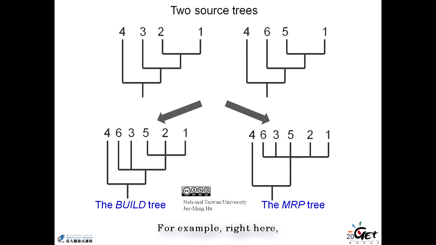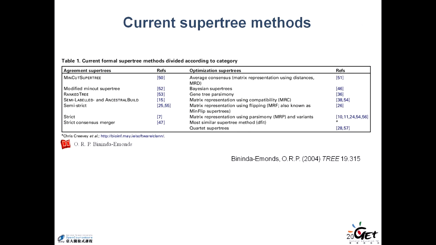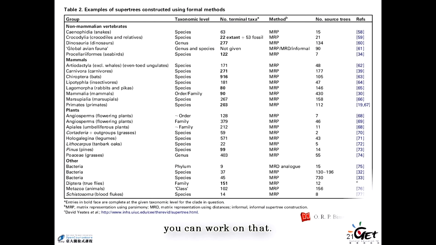For example, right here, the MRP tree will have a little bit less resolution, and the build tree will have a little bit better resolution in this case. So using a different algorithm, you can get a slightly different result, but the overall picture is the same. There are several supertree methods and programs you can use, and these are just for your information. If you are really interested in that part, you can work on that.